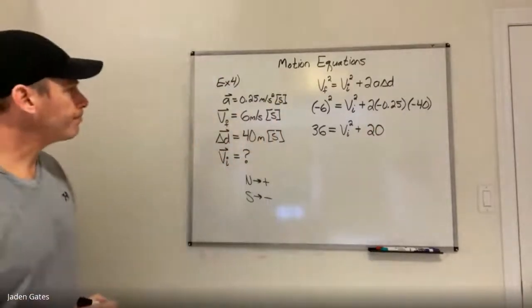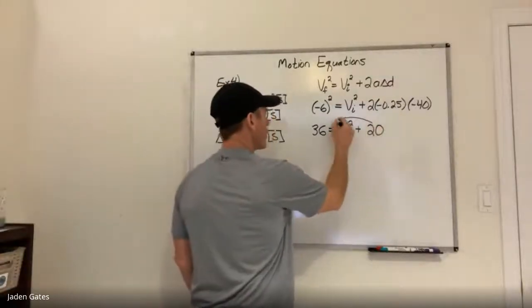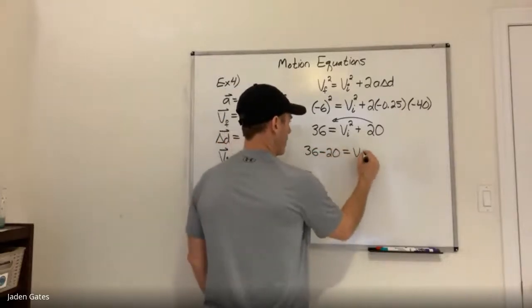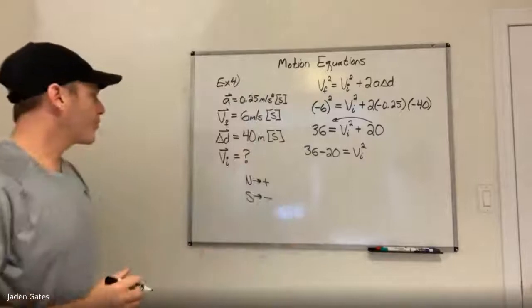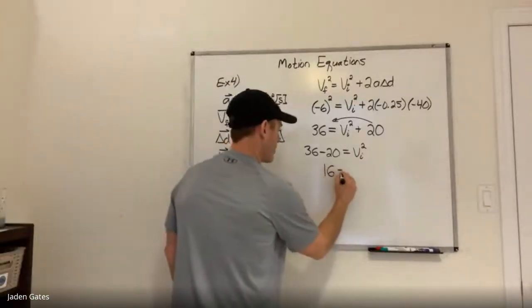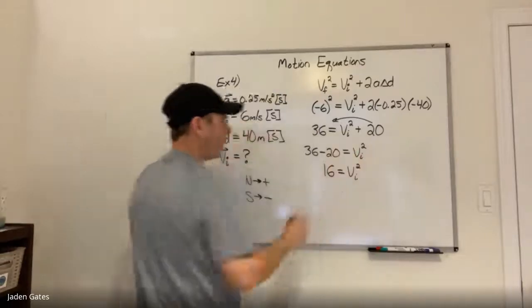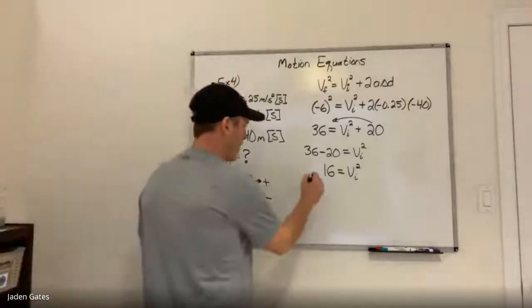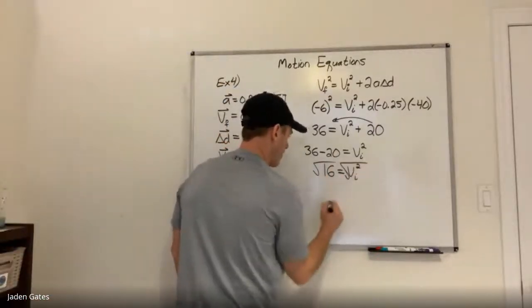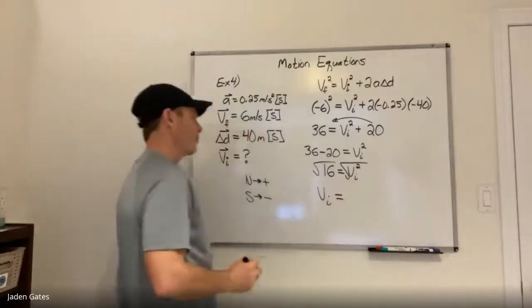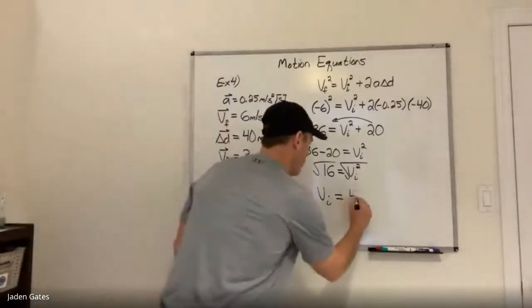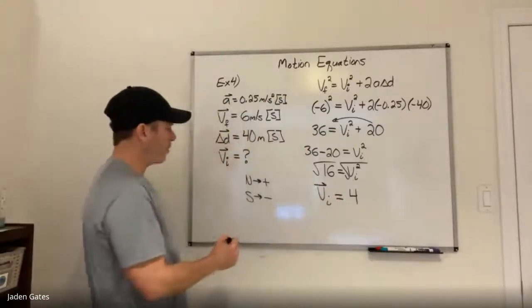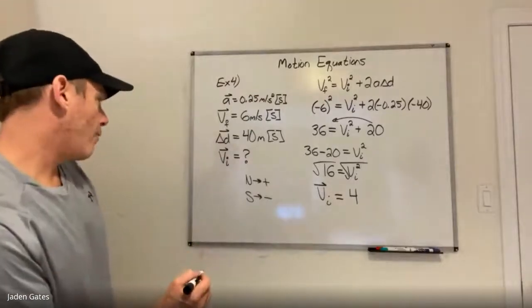I multiply those three numbers and I get a positive 20. I'm going to move that 20 over to the other side. Again, when things change sides, they change sign. And so 36 minus 20 is 16 last time I looked. Now to get rid of the little 2, you've had this hopefully before in math class, you have to square root both sides. Our VI, the square root of 16, is 4. And because VI is a vector, it's a positive 4 or a negative 4, but we have to analyze it.